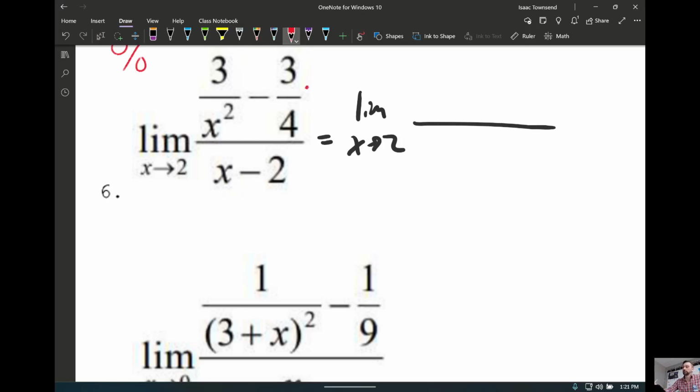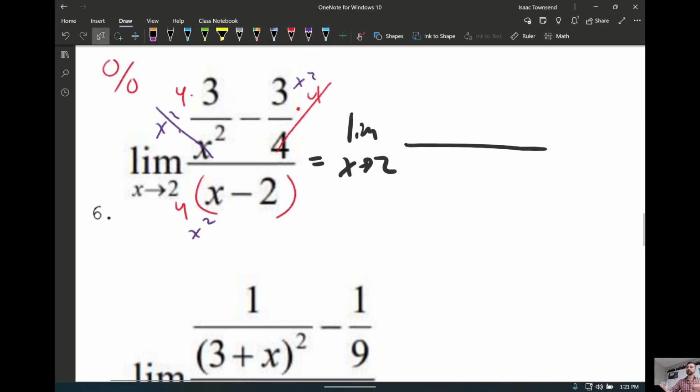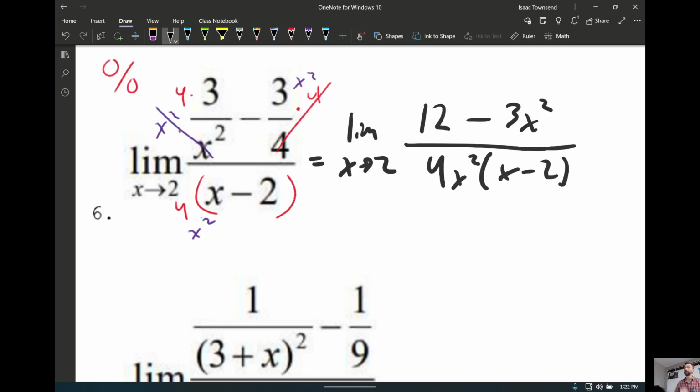Okay, hopefully you tried to multiply everything by 4 to make that one go away, and tried to multiply everything by x squared to make that one go away. And when the dust settles here, you should have been left with a 3 times 4 minus a 3 times x squared over a 4, an x squared, and an x minus 2. Did y'all get that far?